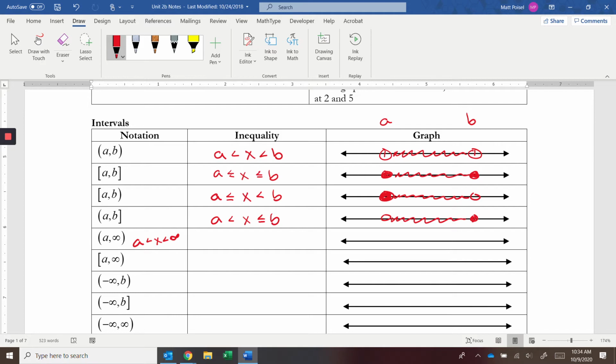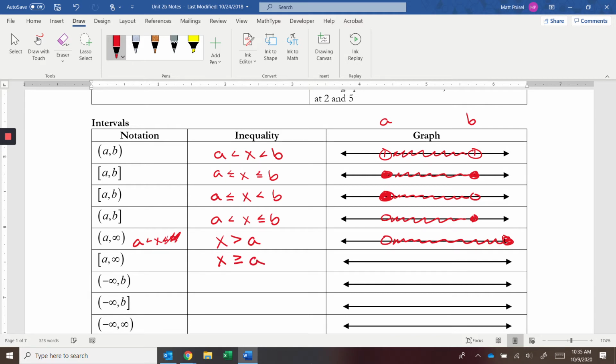But what you can think of is if you write it out this way and then just ignore the infinity stuff, you're like, oh, this means that A is less than X, which really means that X is greater than A. So that's a good way to remember it. Now, you do want to shade all the way through, and then please go ahead and shade the arrowhead. That shows us that it keeps going on forever.